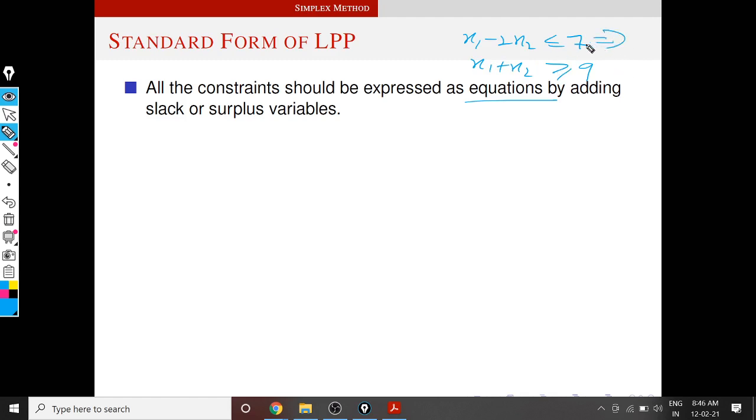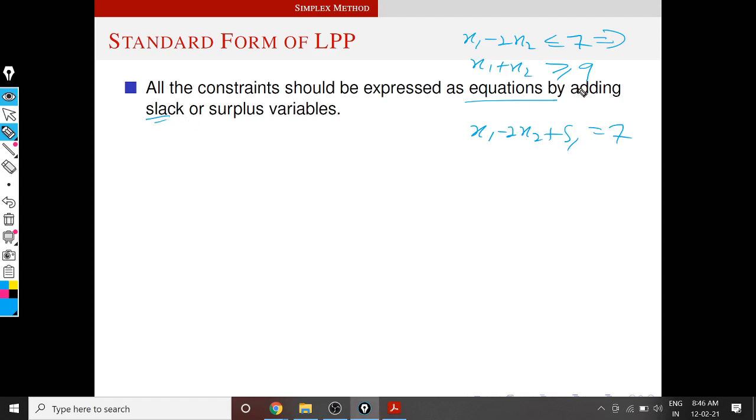So how to convert this inequation to equation? It is clear that the left hand side is less than 7. So by adding a quantity, x1 minus 2x2 plus something becomes 7. Clear? That's the idea. Such variables are called slack variables. So if the LHS is less than type, then we can add something to get an equation.